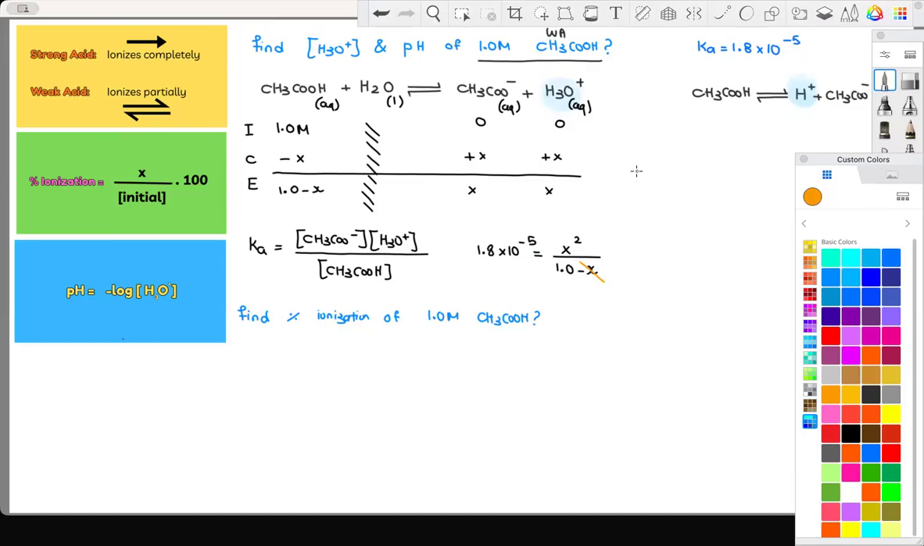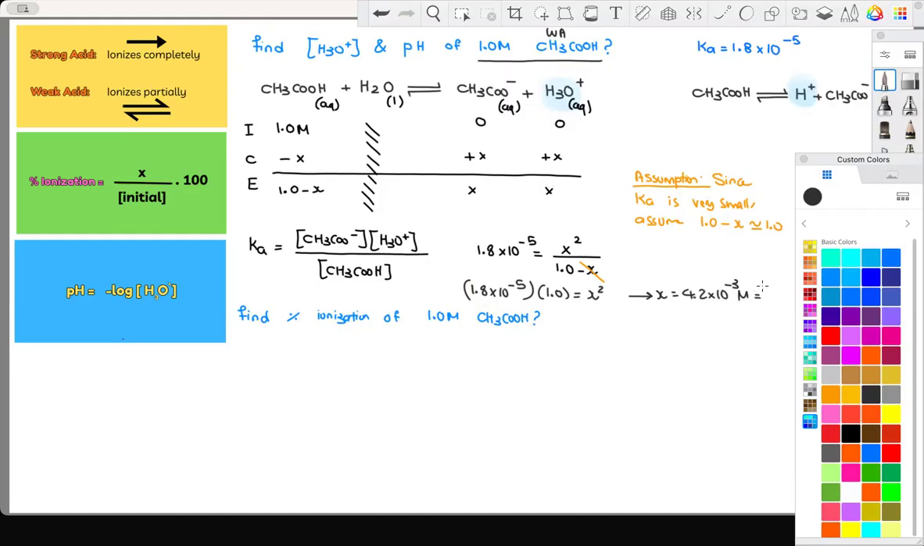So we should usually show our work for assumptions that we make. So here I can say the assumption is since the Ka value is very small, we're assuming that 1 minus x is essentially the same as 1. And then once I do the calculation now, it's pretty much easy. It's much easier because now it's going to be 1.8 times 10 to the negative 5 times 1 is the same as x squared. So x would be the square root of that. So x would end up becoming 4.2 times 10 to the negative 3.